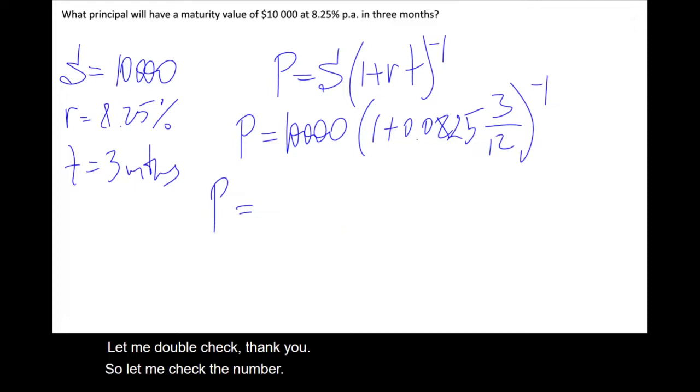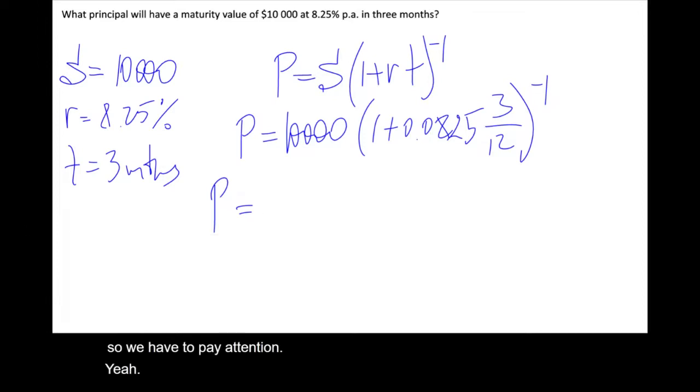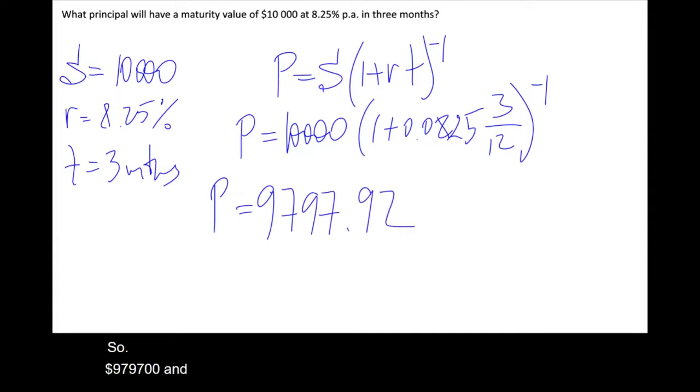See how easy it is to have a wrong answer. I always do that for the rate. Yeah, so we have to pay attention. So $9,797.92. Yep, that's the one. That's the one. Okay.